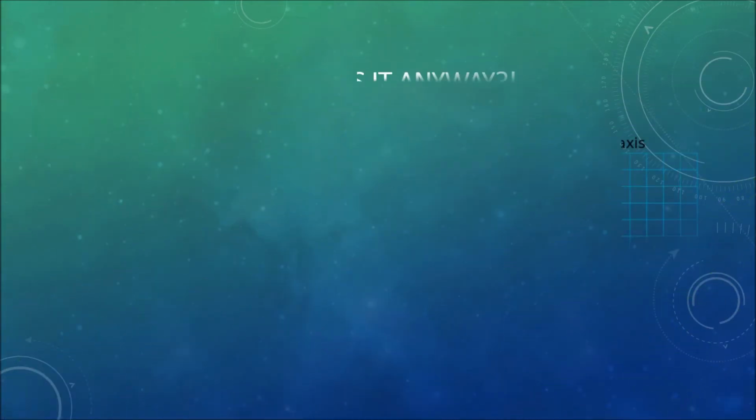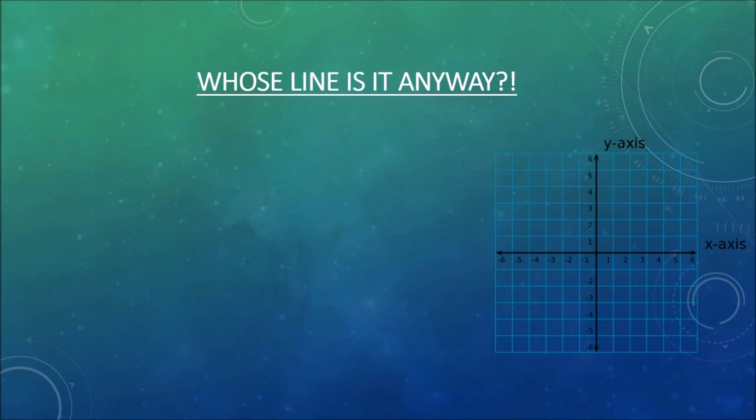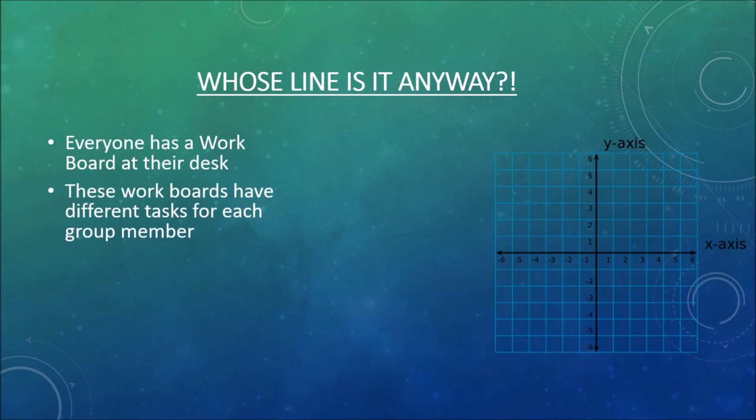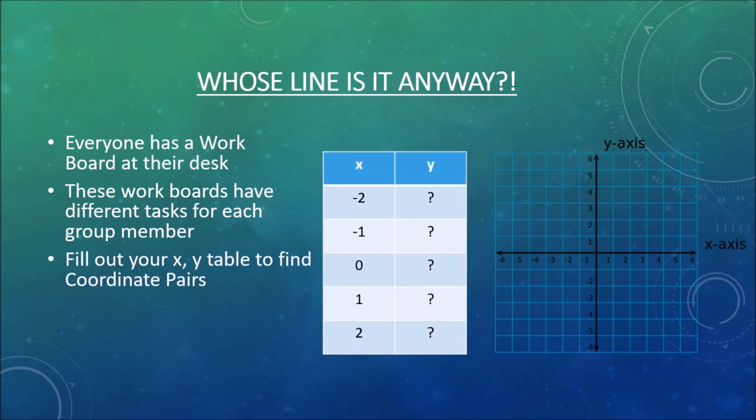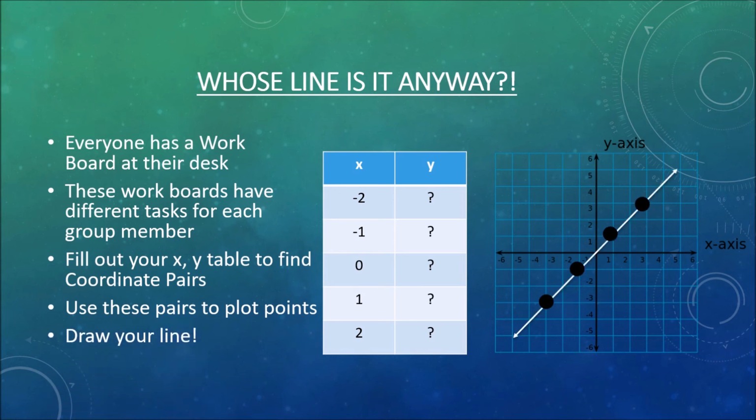Okay, now for the assignment today, I'm going to ask, whose line is this? If you guys have seen that old TV show, maybe, maybe not. But everybody has a workboard at their desk. We're going to be doing the same thing that I just did here on the board. These workboards have different tasks for each group member. I have roles assigned next to each of your names. There is a role sheet that I have given out that is going to describe each one of your roles. Somebody is going to fill out the XY table to find coordinate pairs. Someone else is going to plot these points on our graph. And then the last person is going to draw our line. And that is our assignment for today. Good luck, guys.